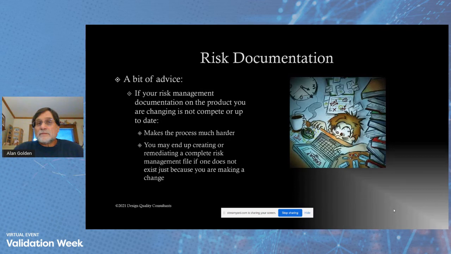so a bit of advice. If your risk management documentation on that product you are changing is not complete or up to date, it makes this process so much harder. You may end up remediating and creating a complete risk management file, if one does not exist, just because you're making a change. So my advice: start risk management early in your development process. Whether you're a device manufacturer or a pharmaceutical manufacturer, start getting those documents in place. Remember, it's a living document. As you learn more about your product, they are always updatable through change control, but they are always updatable. So again, get that risk management process started early. Just some advice.